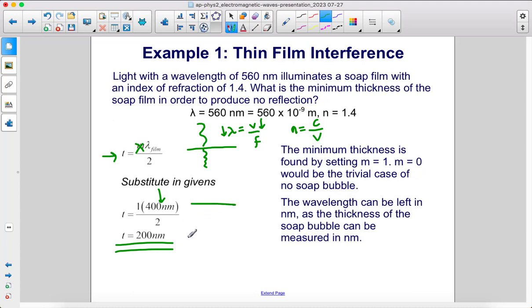If m was 2, then we're going to have exactly one wavelength all the way through. Well, one wavelength would be lambda over 2 plus lambda over 2, which gives you one full wavelength. But if we had an m value of 2 in here, then we're going to have a thickness of the full wavelength. So one full wavelength down and one full wavelength back would give us 2 times the wavelength as the extra distance traveled, which is why we're going to use m is 1. That's going to give us the minimum thickness. The wavelength can be left in nanometers, as the thickness of the soap bubble can be measured in nanometers.